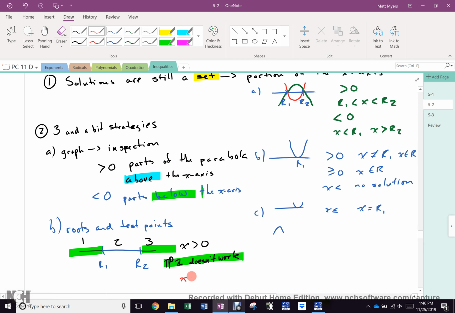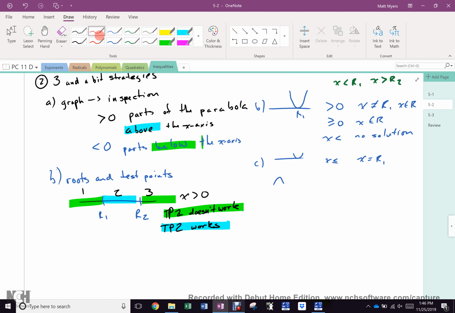And if test point 2 works, it is greater than 0. It's in there. Right? And I don't need to flip it around, do I, for a sad parabola? We all get it, right?